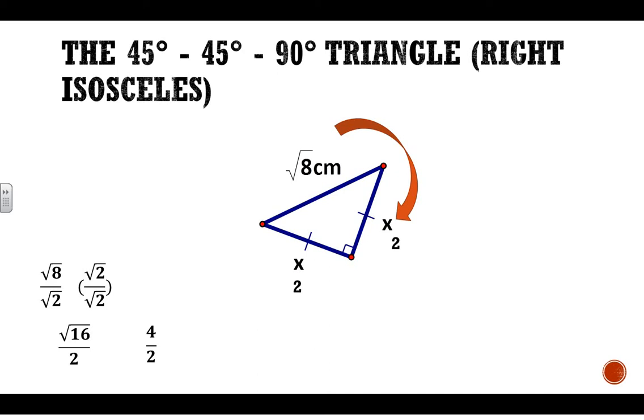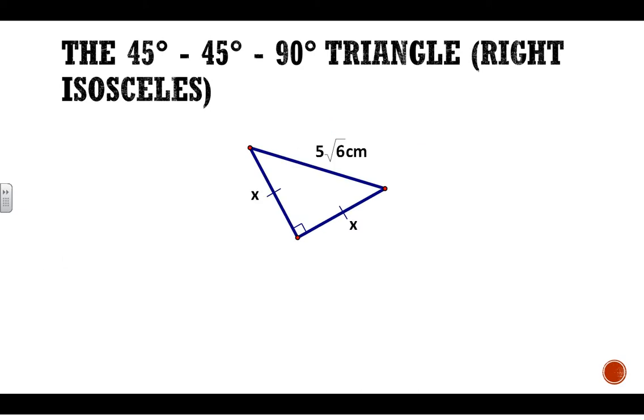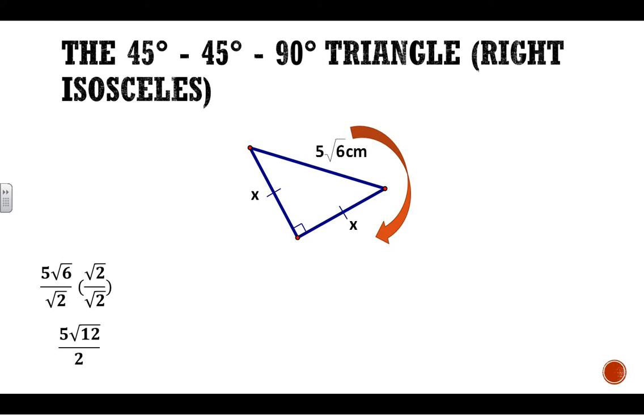So that is how you go from hypotenuse to leg. You're dividing by radical 2. Sometimes you have to do a little bit more work to get that. So let's do it here. 5 radical 6 divided by 2. Again, I'm going to rationalize, so I'm multiplying top and bottom by radical 2 to get that out of there. So I get 5 radical 12 over 2. Radical 12 can be simplified to, excuse me, 2 radical 3.